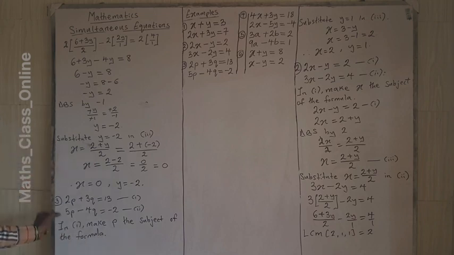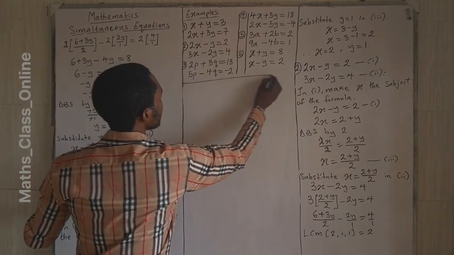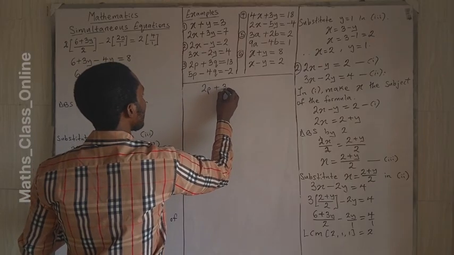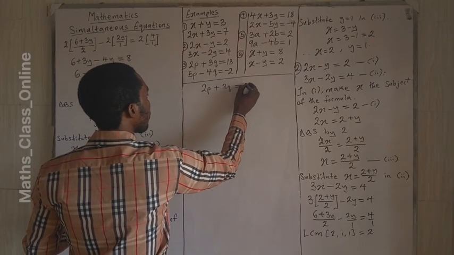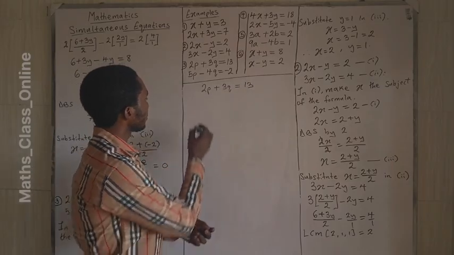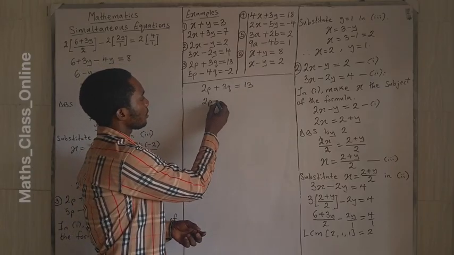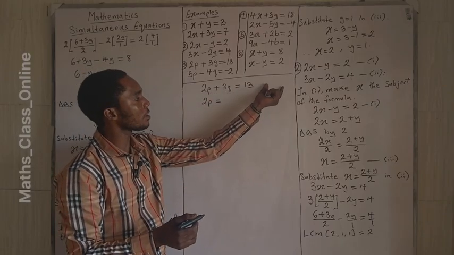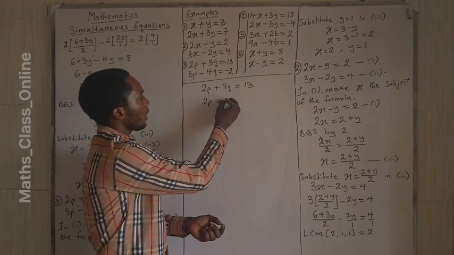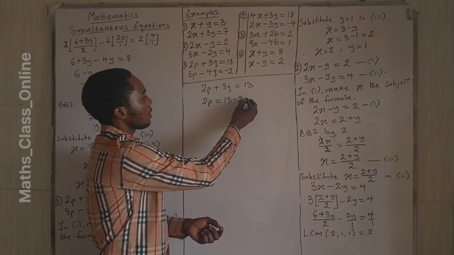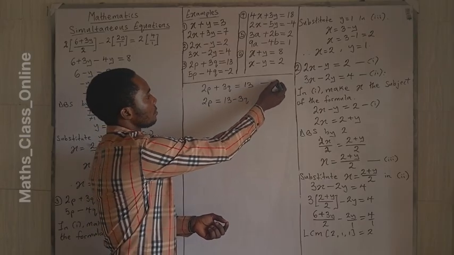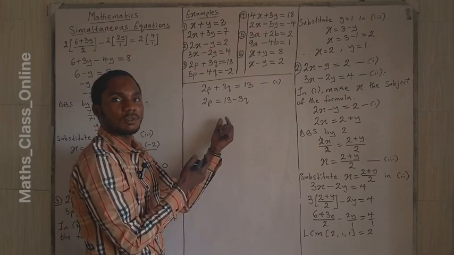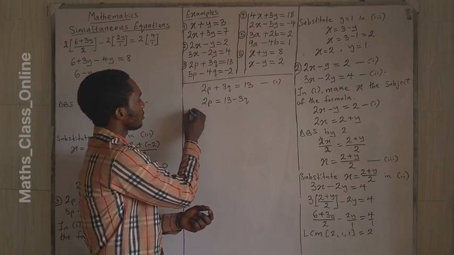And what is equation 1? That is 2P plus 3Q is equals to 13. 2P is equals to, we will move this positive 3Q to the other side of the equation, and we are going to have 13 minus 3Q. Divide both sides by the coefficient of P, and that is 2.